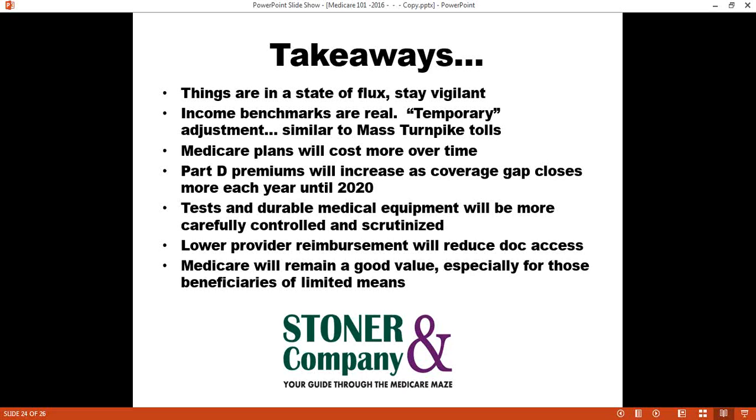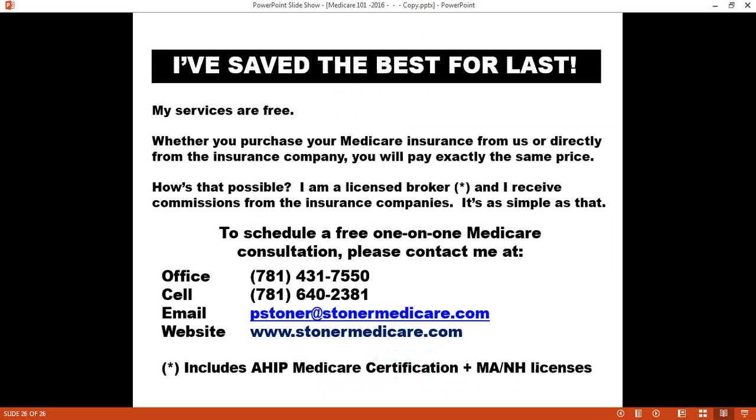And so I think that the money has to come from somewhere, and I think it'll come in the form of higher premiums. Tests and durable medical equipment are going to be more scrutinized. The next point is a big one. Lower provider reimbursement, I think, will reduce access to doctors. So they're looking to pay doctors less, and I think doctors over time will revolt, and they just won't see Medicare patients. I said currently 96% of the doctors in Massachusetts take Medicare patients. That's a good percentage. I think it'll remain high, but I don't think it will remain at 96%. Bottom line, I think Medicare is going to remain a good value, especially for those beneficiaries like my grandmother that I mentioned earlier of limited means. The other stuff is just telling you how wonderful I am.